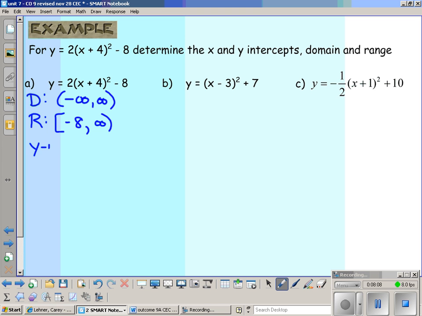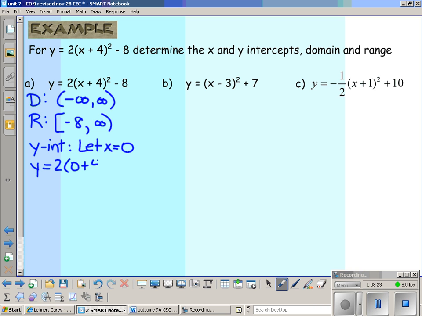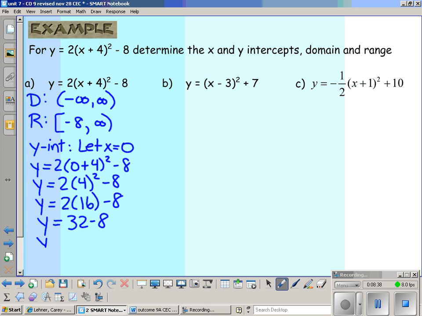To find the y-intercept, we let x equal 0. So now what we do, we go y equals 2 times 0 plus 4 squared minus 8. Simplify in your bracket, we'll have 4 squared. Do exponents, multiplication, and then subtraction. So the y-intercept is at 0, 24.